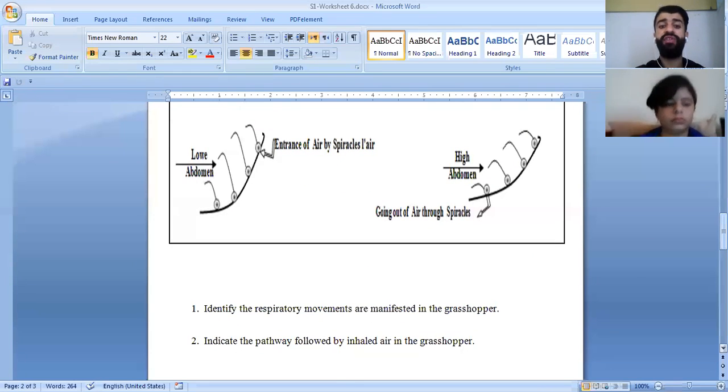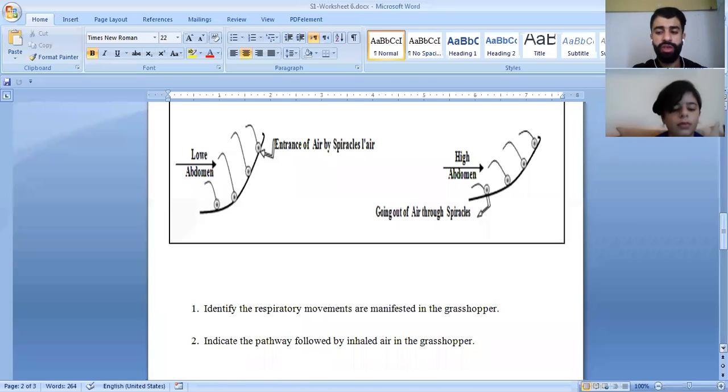First part they said identify. What is the meaning of identify? It's at the rhyme of Wi-Fi. So we have to justify. We have to justify this explanation, identify the respiratory movements that are manifested in the grasshopper. Meaning that you have to justify whether it's inhalation or exhalation. So first, the abdomen is lowered and the entrance of air, so it is inhalation. While the second one, higher abdomen and the air is going out through the spiracles, so it's exhalation.